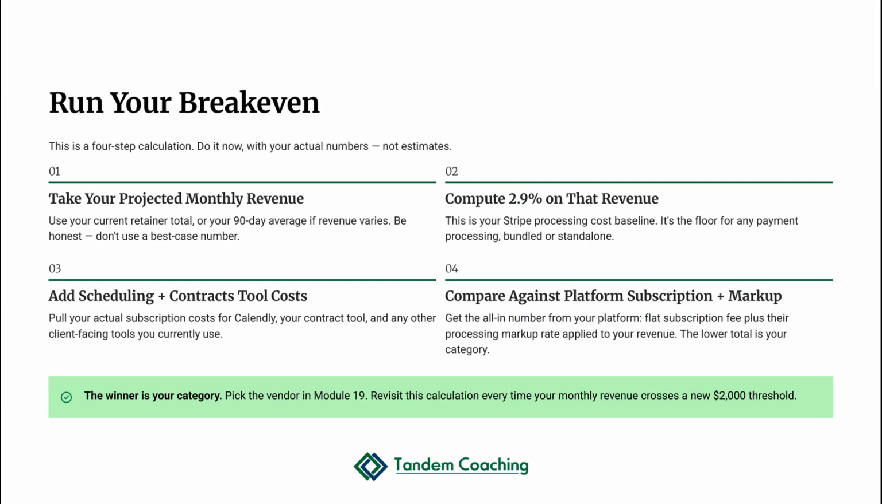Take your projected monthly revenue and run the break-even yourself. Multiply by 2.9%. That approximates your standalone processing fee. Add the current cost of your scheduling tool and your contract tool. Compare against the platform subscription plus the platform's processing markup on the same revenue figure. The lower number wins on aggregate cost, and the time savings argument tilts the close cases. If the break-even gap is under $20 a month, the answer is whichever side fits your operating context. Embedded tools push you toward standalone. From zero solo work pushes you toward bundle. The decision sheet structures both the math and the lock-in checklist into one page.